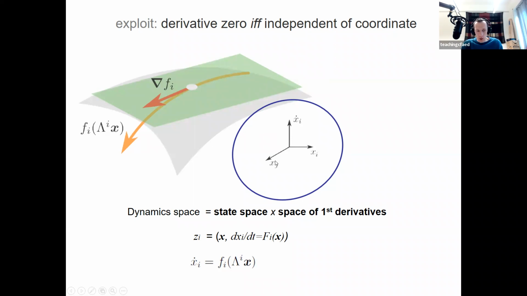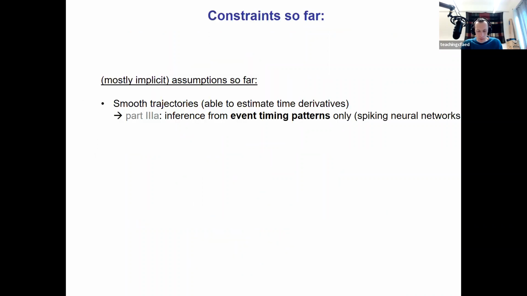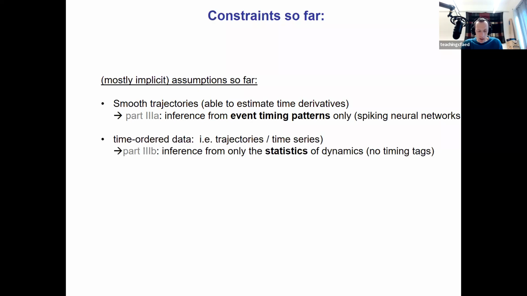Typically, or not typically, but frequently, you do not observe the immediate variables of a system, but you observe something else. And so we had two kinds of constraints here. First was smooth trajectories, so you are able to estimate time derivatives and so on. And in part 3a, which I'll present today, we'll consider inference from event timing patterns, which are discrete patterns in space and time. And the second constraint so far was time ordered data.